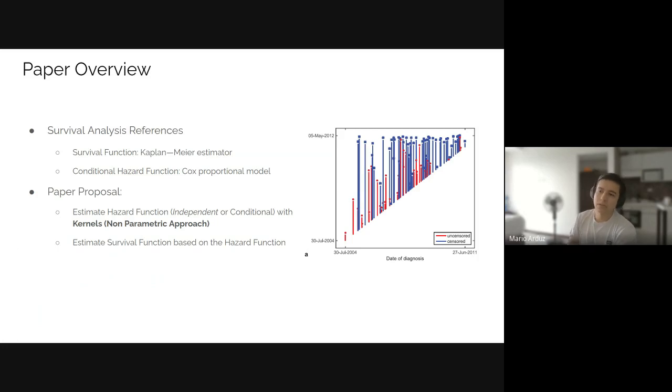And what the paper is proposing in here is to have these estimations of the conditional hazard function, but with a kernel, with a nonparametric approach. They are not going to use, for instance, in the case of the conditional hazard function, a parametric form. They are going to estimate it with a kernel. And with the estimations of the conditional hazard functions, they are going to calculate the survival function, just because they are interconnected in a functional form, right?